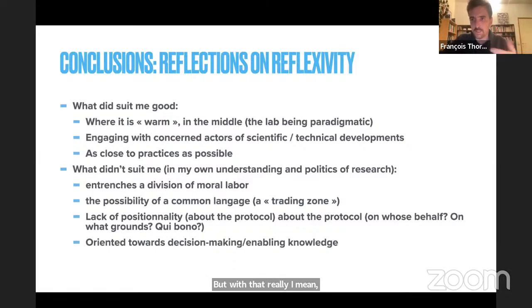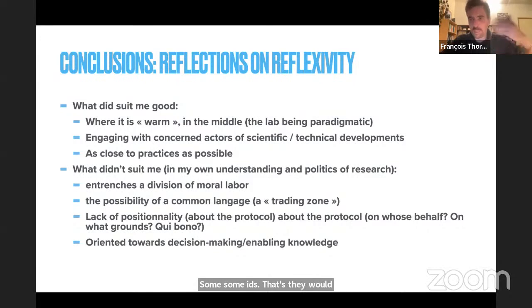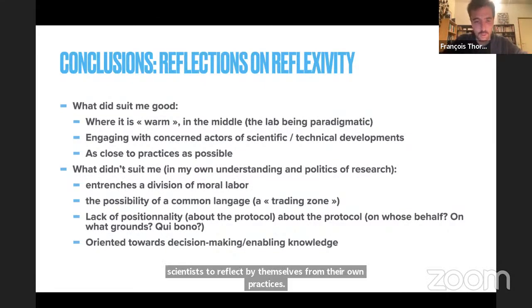I mean, there were feedback sessions where they could tell us if they didn't get it or didn't really understand what it is that we were trying to do, but still the decision protocol would entail some ideas that there would need to be someone to discuss the ethical or broader societal concerns, and that would be the embedded social scholar. So I had a concern it might dispossess the ability of scientists to reflect by themselves on their own practices if they have someone coming from the outside to tell them how it should be done.